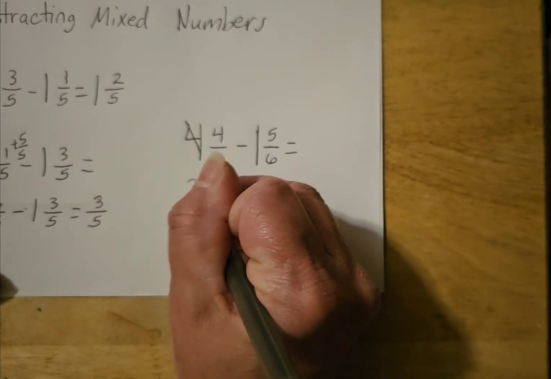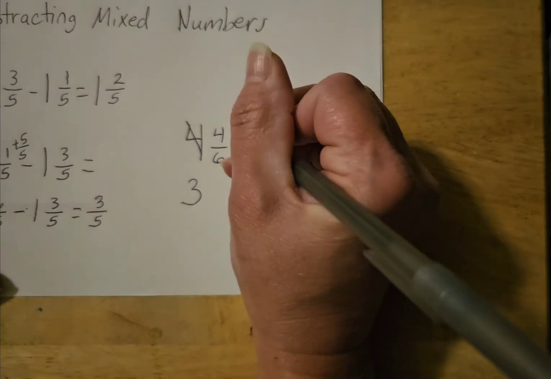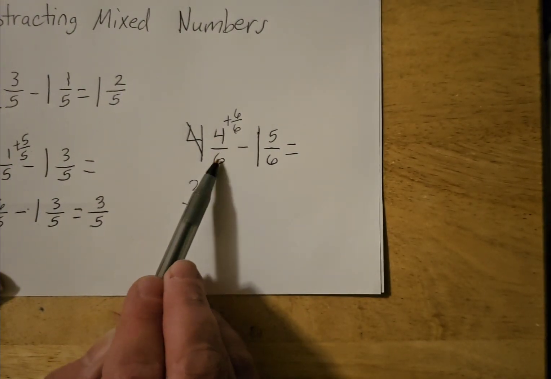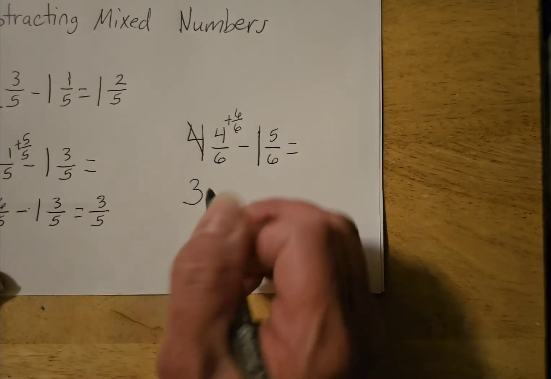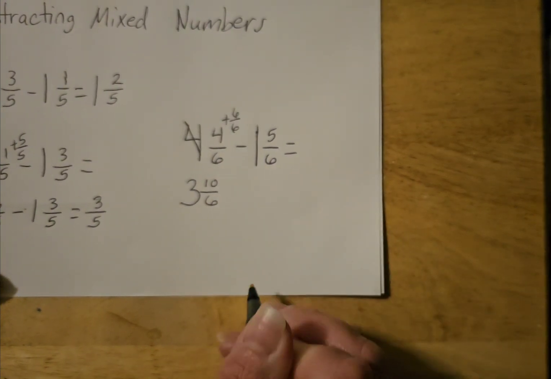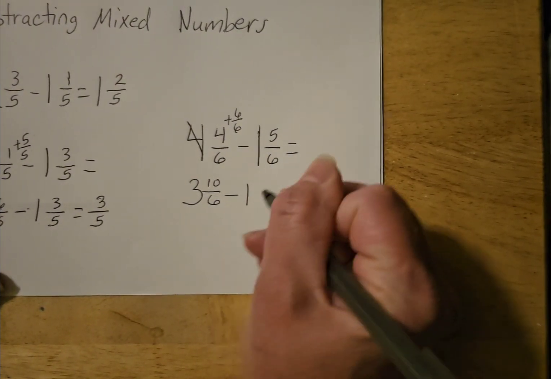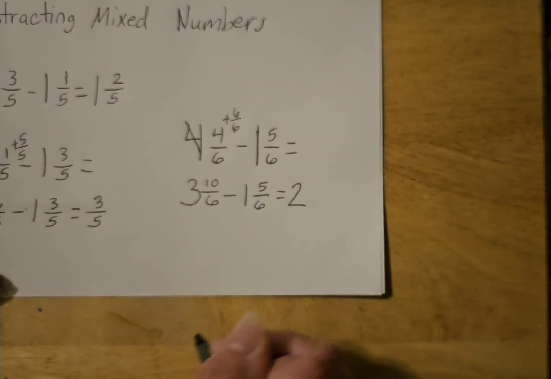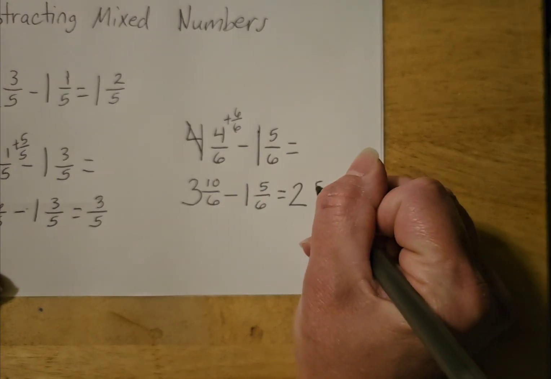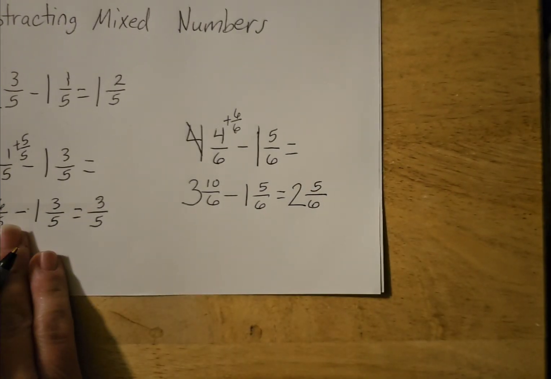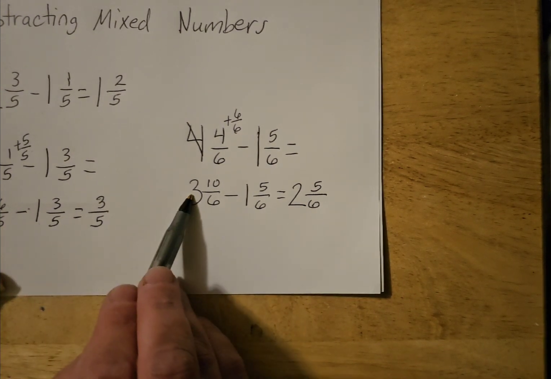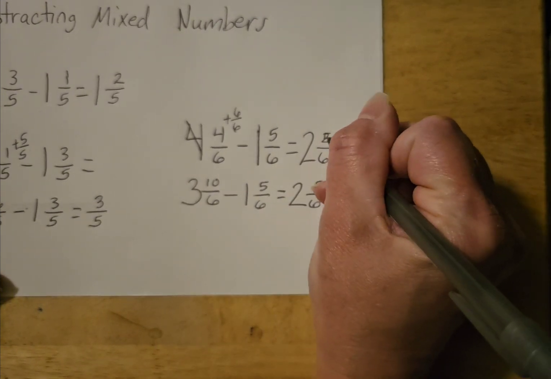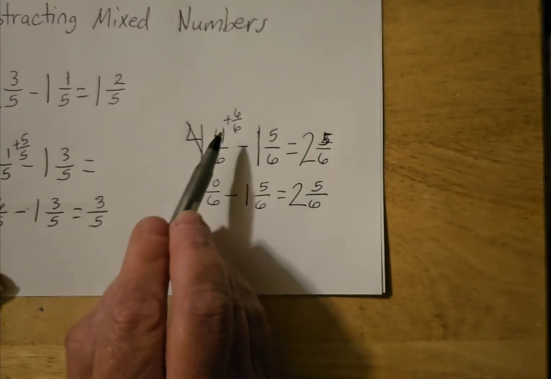So that 4 becomes a 3. We're borrowing that whole. To make that whole, we're going to add a 6 sixths here. So 4/6 plus that whole that I borrowed, 6/6, becomes 10/6. Then I can subtract 1 and 5/6. So 3 minus 1 is 2. 10 minus 5 is 5. And that denominator stays the same, 6. So this would be the ultimate answer. Sorry, 5/6. This would be the answer after I did my borrowing.